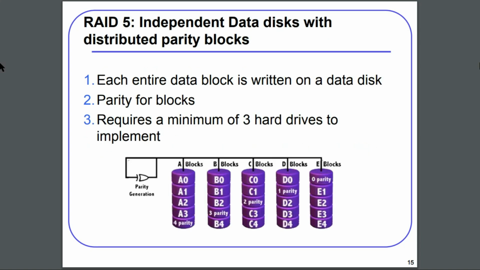So let's move to the next level. The next RAID level is RAID 5, independent data disks with distributed parity blocks. Each entire data block is written on a data disk. Parity of blocks requires a minimum of 3 hard drives to implement RAID 5, as you can see on the picture.